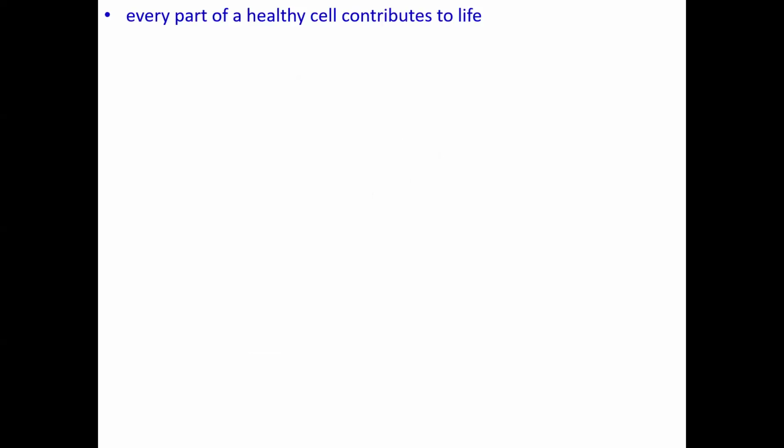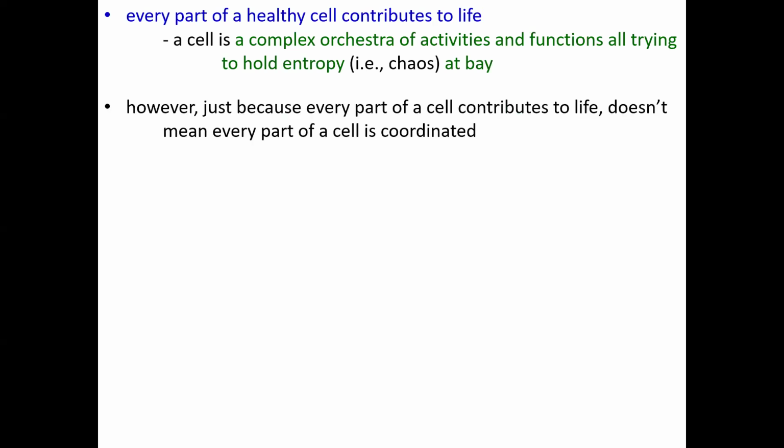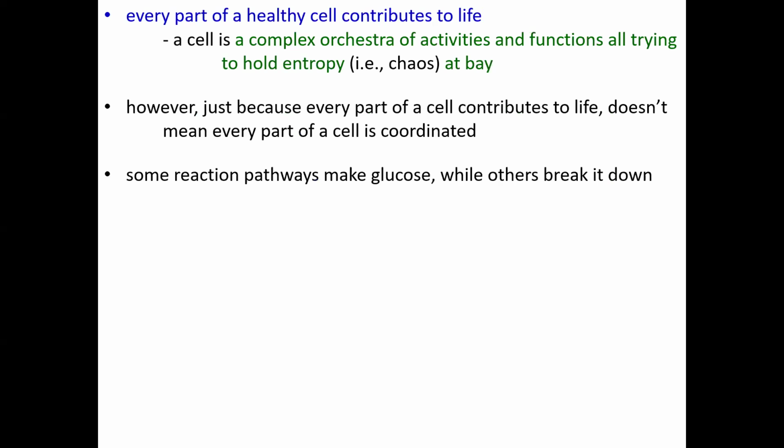So every part of a healthy cell contributes to that cell's ability to be alive. A cell, as we've even seen so far, can be thought of as a complex orchestra of activities. That's language from the textbook, not necessarily mine, and functions all trying to hold entropy, this idea of chaos, at bay. However, just because every part of a cell contributes to life doesn't mean that all of these parts are finely coordinated. Quite the opposite. It can be pretty messy.